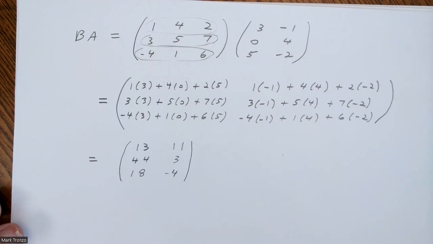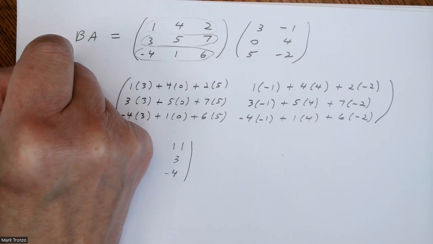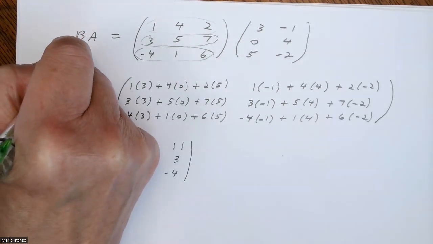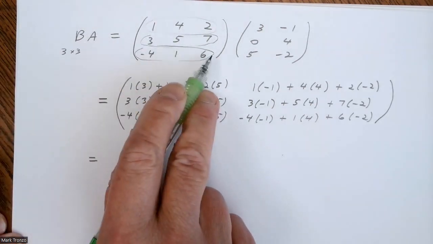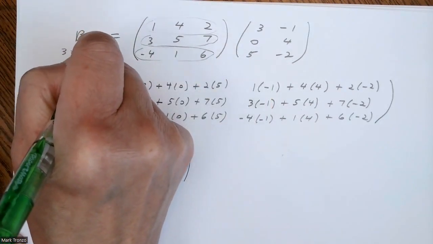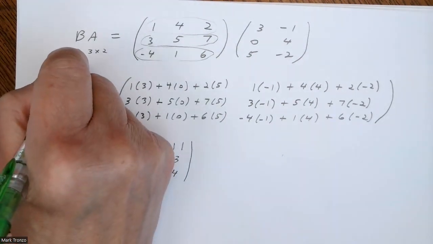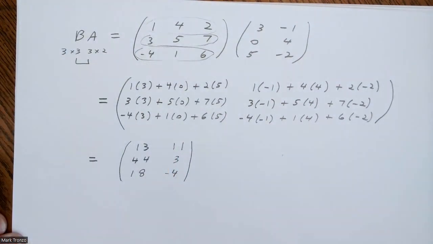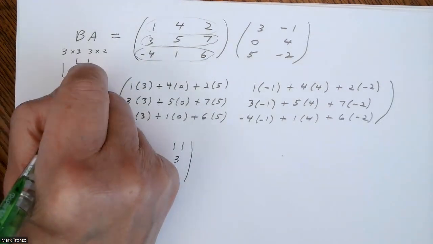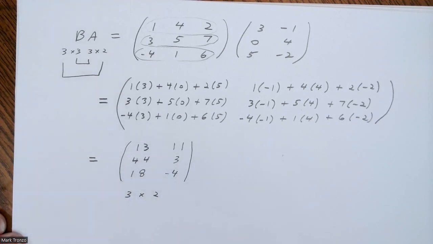As I said before, we were starting with a 3 by 3, 3 rows, 3 columns, multiplied it by a 3 by 2. Again, we said that these had to match to do it, and they do. And then the result was going to be a 3 by 2. And that's what we have, 3 rows and 2 columns.